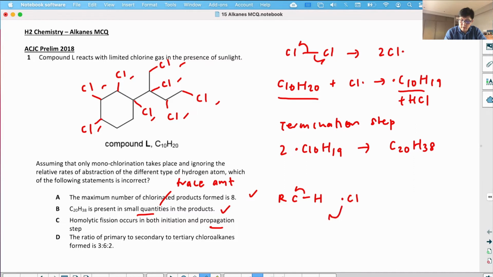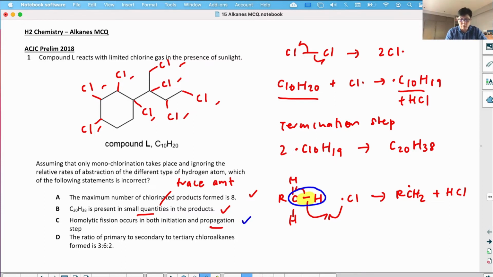It works this way. You can see that this is homolytic fission, so you end up getting an RCH2 dot, where there is an H and H over here, plus HCl. So this part here is homolytic fission taking place. So this statement is actually correct.